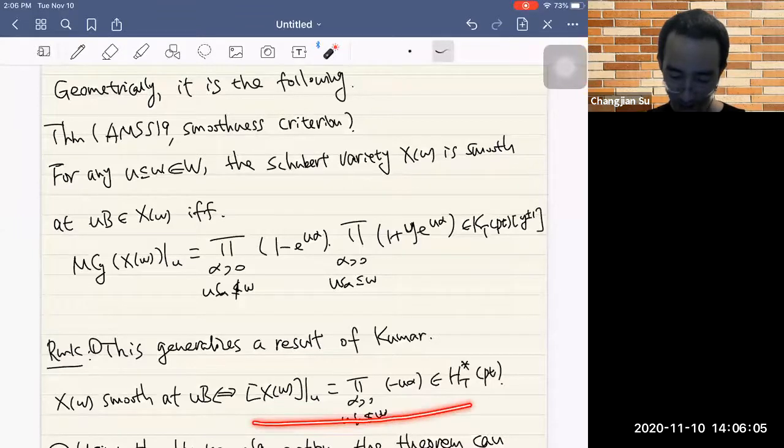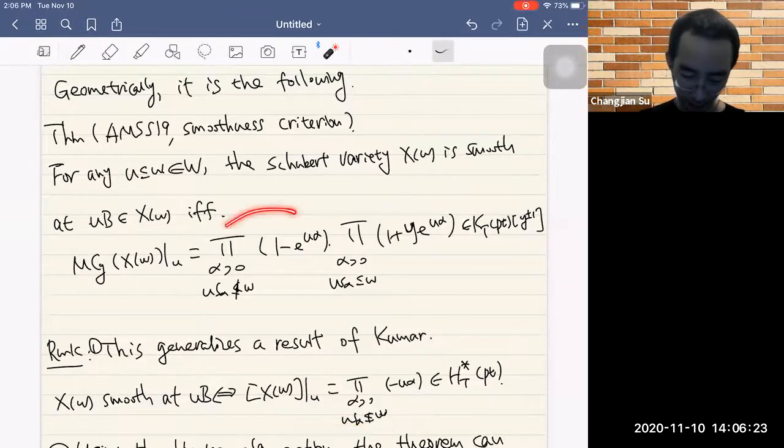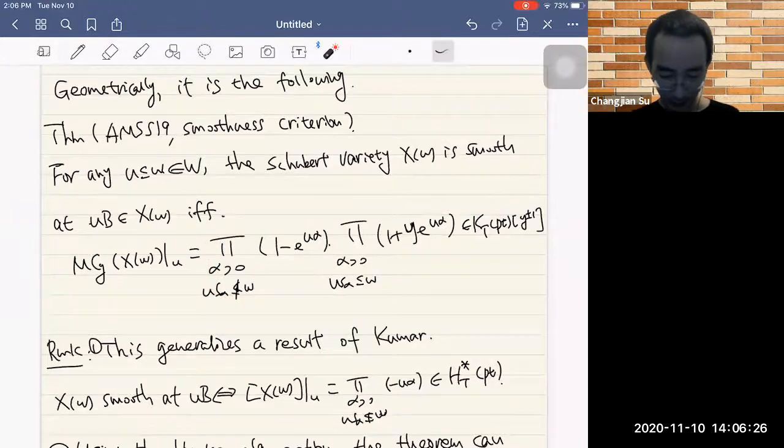The Schubert variety is smooth at this fixed point if, in the equivariant cohomology of the flag variety, we consider the fundamental class of this Schubert variety, which is some cohomology class, and pull it back to the torus fixed points, then it has to be of this form. This is written in terms of equivariant cohomology, while our result is in terms of equivariant K-theory.